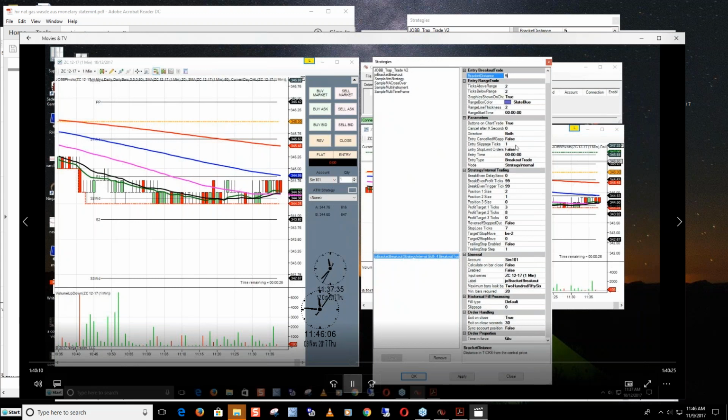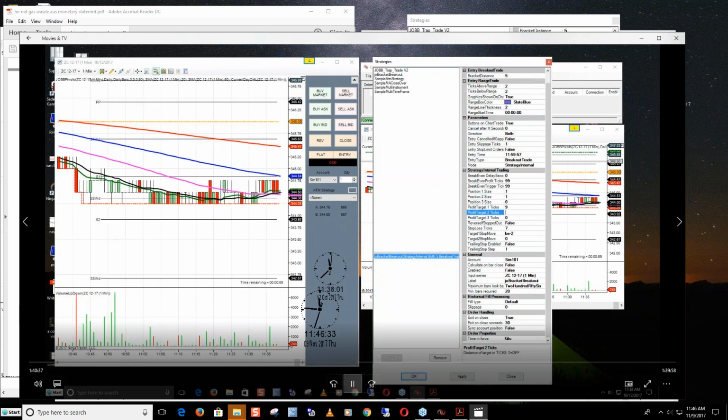Bracket of 5. Entry time 11:59:57. This is nice. It's automated. 2 contracts. First target of 9. Second target of 15. I was thinking about it.